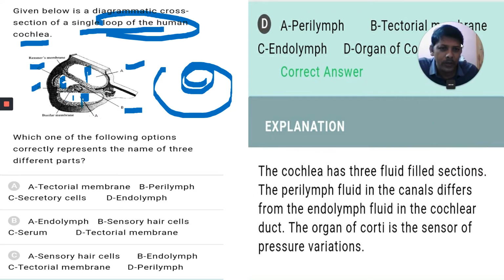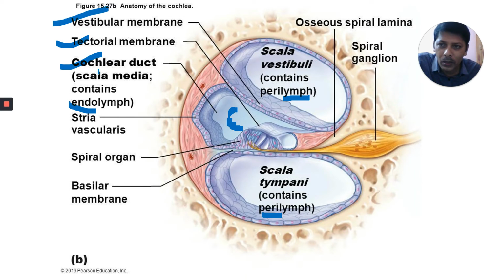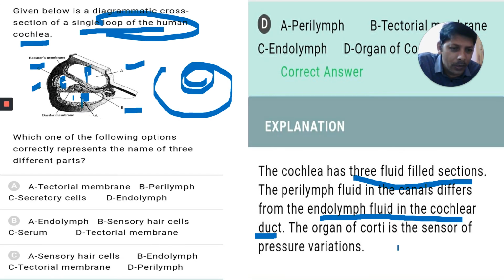Okay, the cochlea has three fluid filled sections. The perilymph fluid in the canals differs from the endolymph fluid in the cochlear duct. I showed you the cochlear duct here. The cochlear duct consists of endolymph, also called scala media. The organ of Corti is the sensor of pressure waves. It can sense the pressure vibrations.